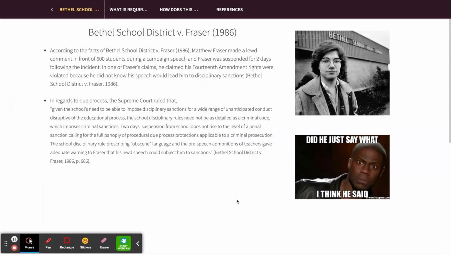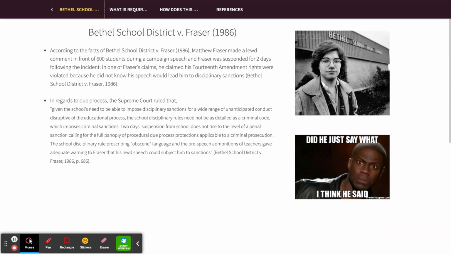The fourth case related to this issue is the Bethel School District v. Frazier, 1986. And even though this is a big case on students' First Amendment rights, it also kind of covered a little bit about the 14th Amendment's rights as well. So according to the facts of this case, Matthew Frazier made a lewd comment in front of 600 students during a campaign speech, and Frazier was suspended for 2 days following the incident.